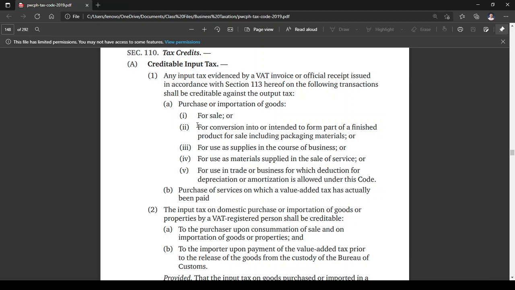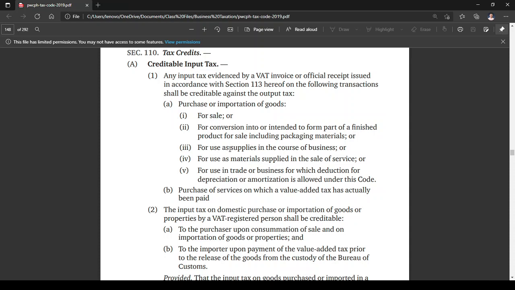So kung may binili ka na magpo-form part or i-convert mo as your finished product na ibebenta, for example, mga kahoy. Kung bumili ka ng kahoy at yung mga kahoy na yon is may binayaran kang value added tax, you can avail that value added tax as long as yung ginamit mong kahoy is yung kahoy na binili mo is ginamit mo as part of your finished product. For use as supplies in the course of business.